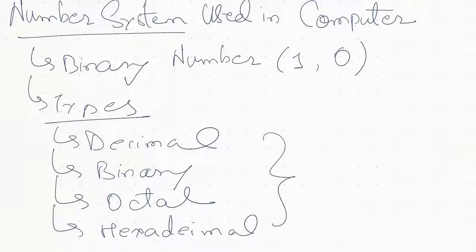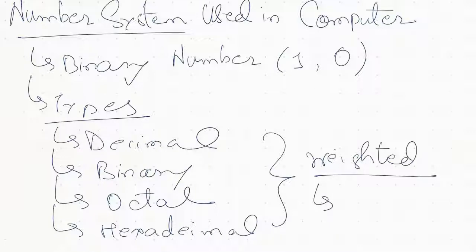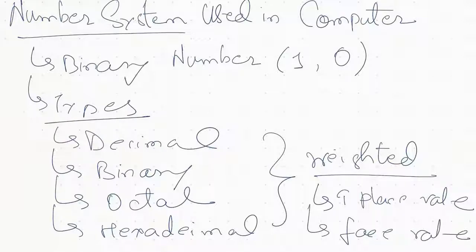But the interesting thing about all these number systems is they are weighted. Now what does weighted mean? That each and every number has 2 values associated with it, which we already know. This is place value and face value, and that is what we know from our school days. So now let us talk about the decimal number system, and then we'll talk about the remaining number systems.